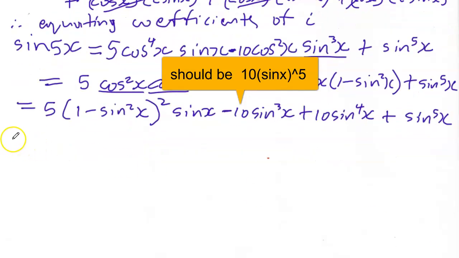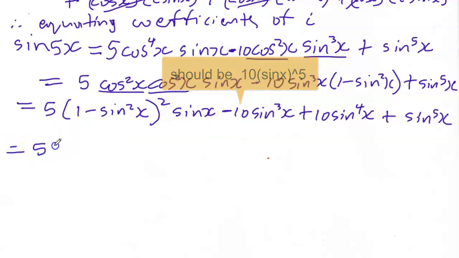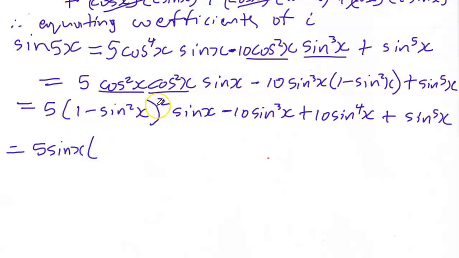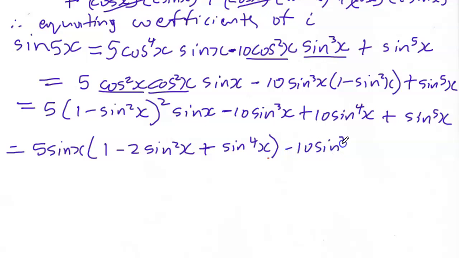Continuing. So here we actually have 5 sine x outside. Let's expand the bracket, 1 minus sine square x squared. So we can square the first term, minus 2 times the product of what we have in the bracket there, and square sine square, with sine to the 4th power x. Good. And then here we have everything. So we have minus 10 sine cube x. We just repeat these. Plus 10 sine to the 4th power x plus sine to the 5th power x.